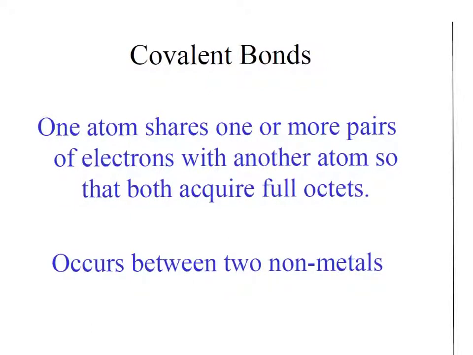All right, now covalent bonds. Covalent bonds are actually sharing of electrons. Rather than giving up their electrons or taking electrons, they just put them in the middle and share them. They can share 2, 4, 6. They do whatever they need to in order to acquire that full octet. And covalent bonds always occur between two nonmetals.